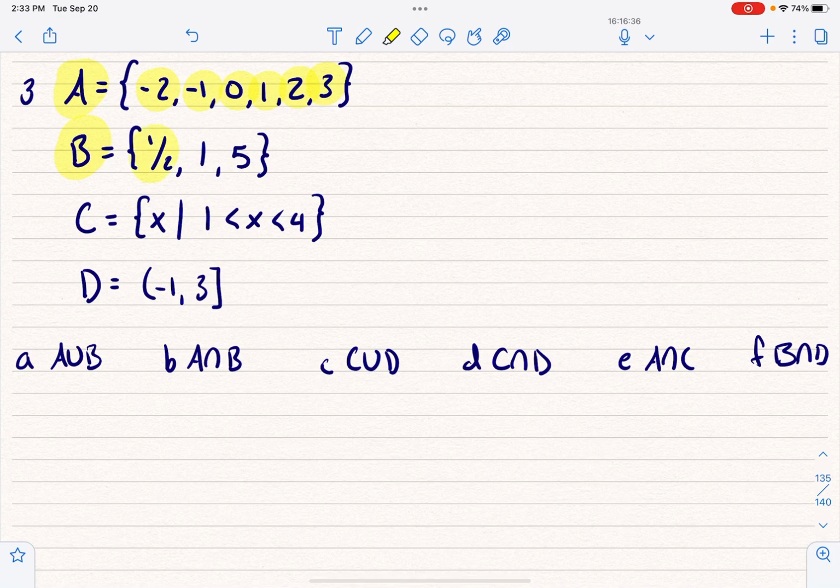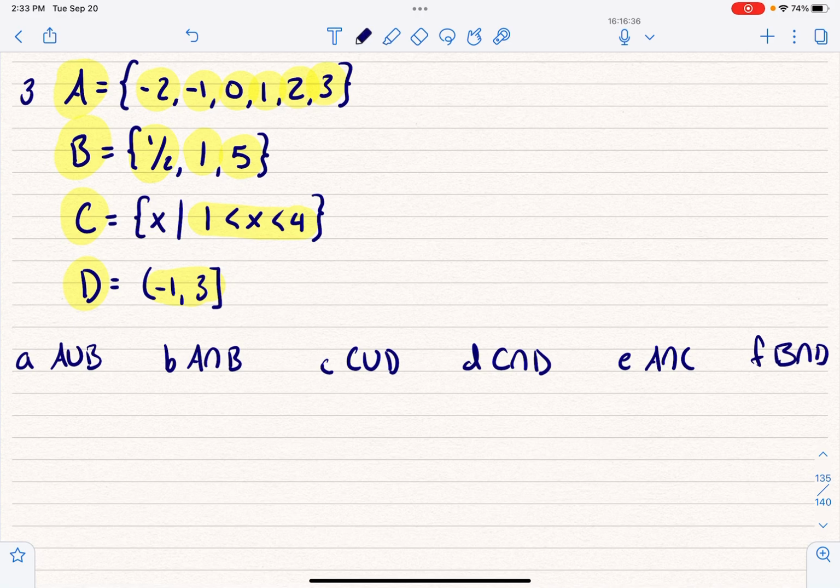Same thing with B. B includes 1/2, 1, and 5, but it doesn't include any of the values in between there. And that's where C and D are very different. C includes all the values in between 1 and 4. D includes all the values in between -1 and 3, and it even includes 3.